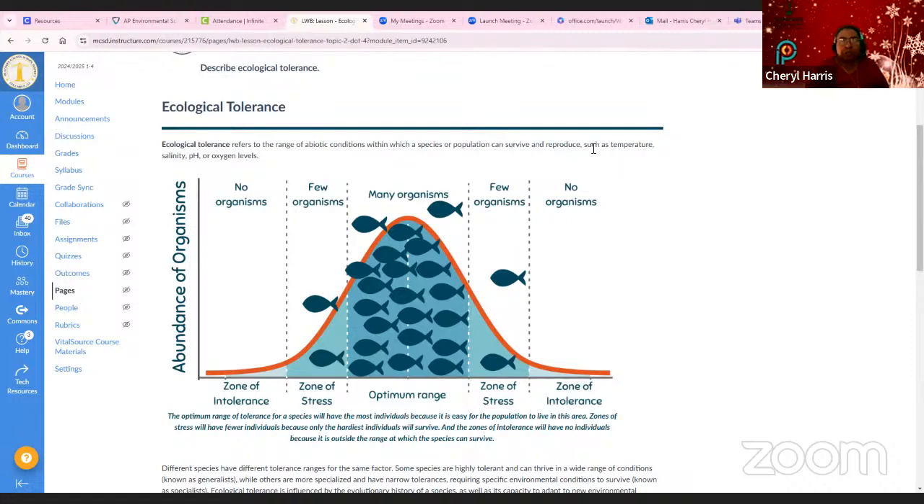You need to know what the conditions are. Temperature, salinity, how salty is the water? pH, is the water acid or basic? Oxygen levels, can they breathe? Okay, so that's the important part of this one. Knowing what the abiotic conditions are in which a species can survive and for the population to grow and flourish.